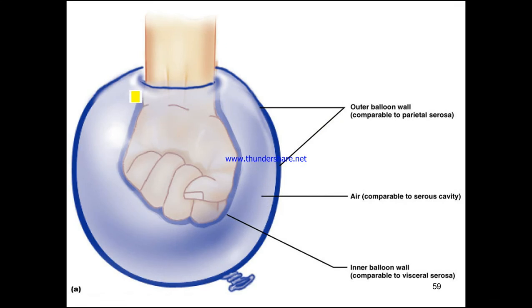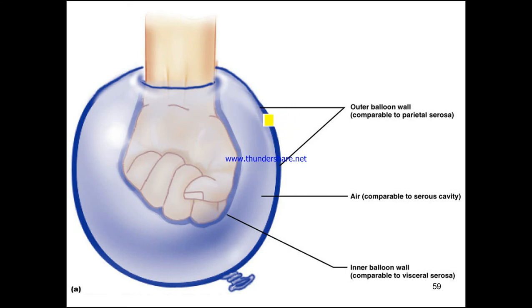Here's an example: a balloon. Inflate a balloon and push your fist into the balloon. The outer wall of the balloon is comparable to the parietal serosa. The air is comparable to the serous cavity, and the inner part, which is all the way around the hand, is comparable to the visceral serosa. I hope this makes sense.